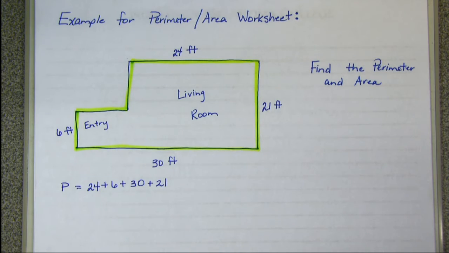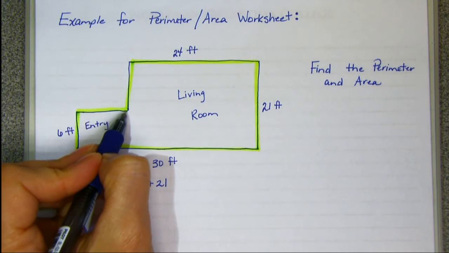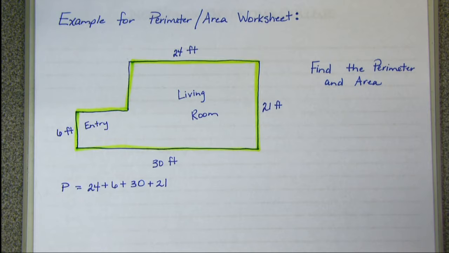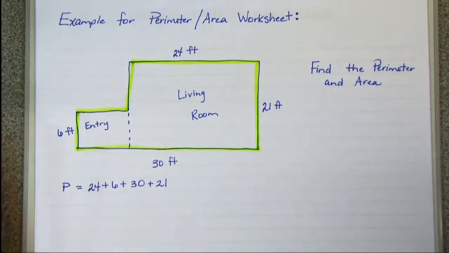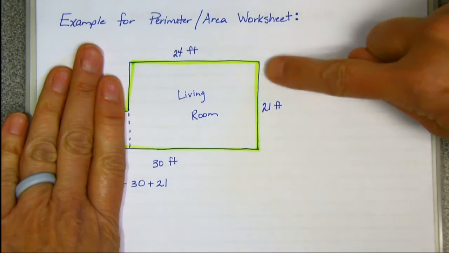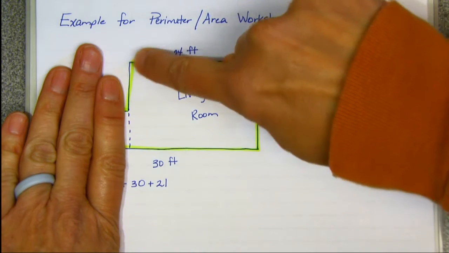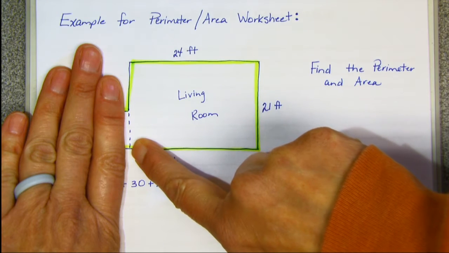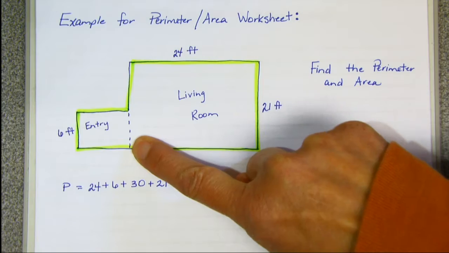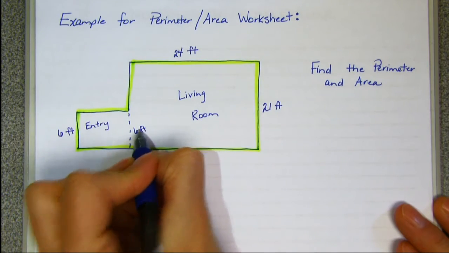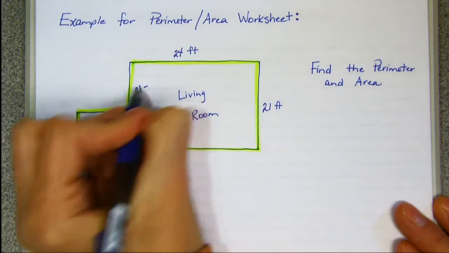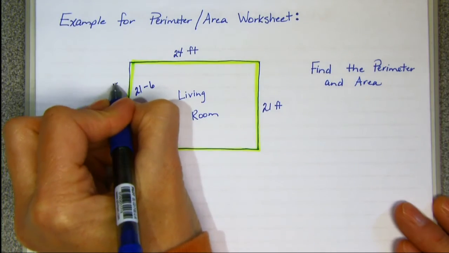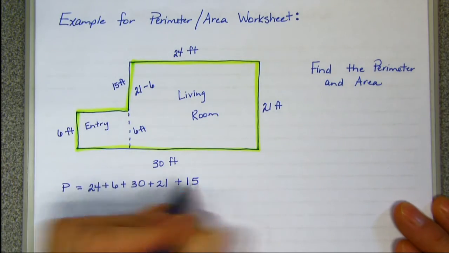So what are the sides we don't have? Here to here and here to here. So we're going to have to think through that. Okay? All right, so let's try to find this right here. Well, I'm going to extend this, and I'm going to cover this for a minute. We know from here to here is 21, so from here to here has to be 21. And if from here to here is 6, then I know this has to be 6. So that means this section right here is 21 feet minus 6 feet, so I know this to be 15 feet.